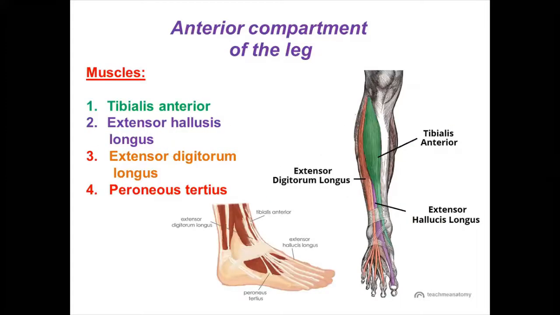Anterior compartment of the leg. In the anterior compartment, there are four muscles: tibialis anterior, extensor hallucis longus, extensor digitorum longus, and peroneus tertius.